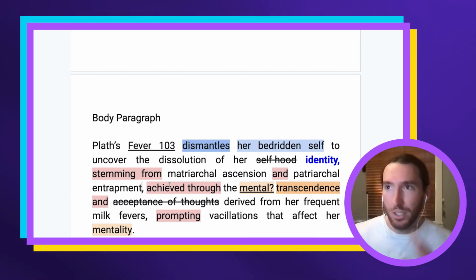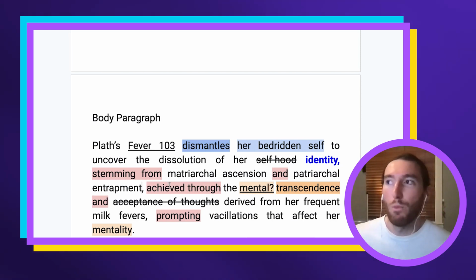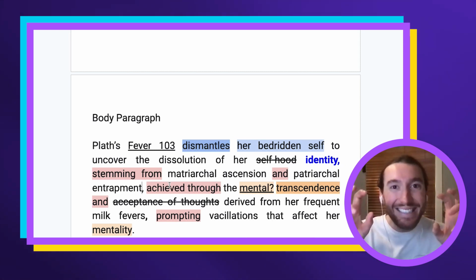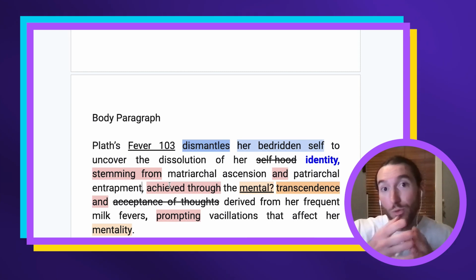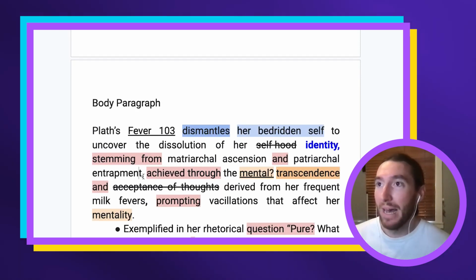So try and just keep it tighter and more sharp, punchy by focusing on one thing and avoid the "and" trap, okay? Avoid too many "and"s and "or"s and commas with lists of things in all of your essays. So it's stemming from that, achieved through the mental transcendence.